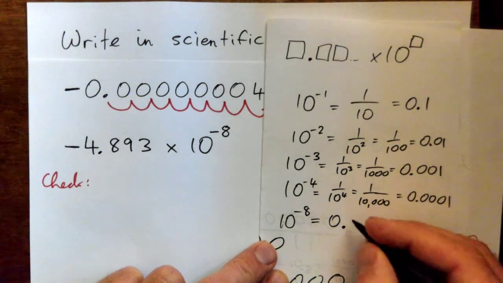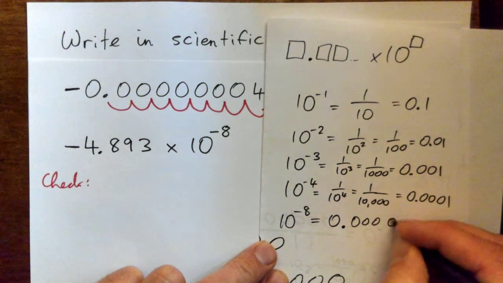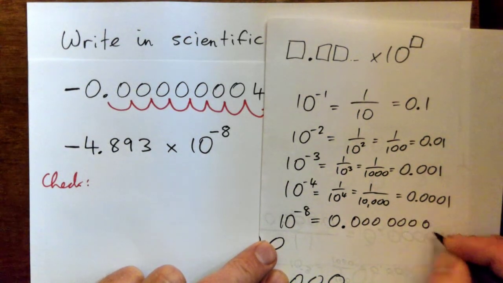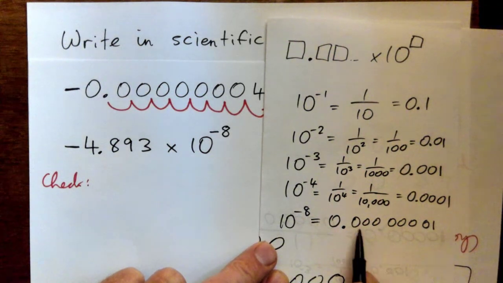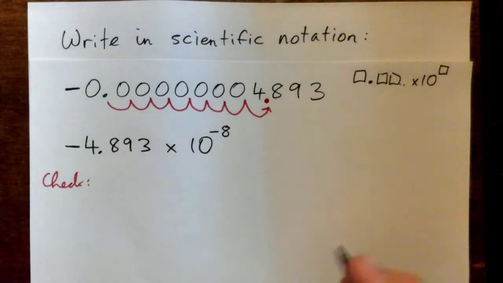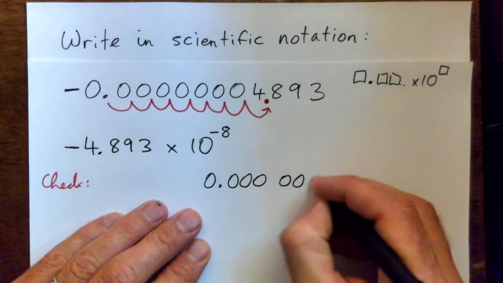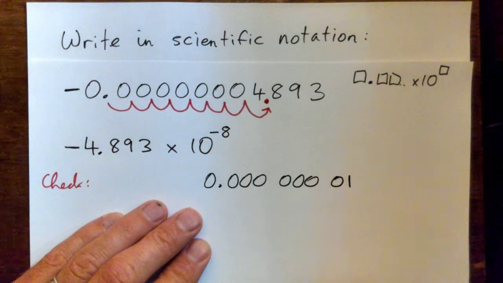So it's going to be 7 zeros and then a 1. 1, 2, 3, 4, 5, 6, 7 zeros and then a 1. That's what it looks like, right? 7 zeros and then a 1. So in any case, 10 to the negative 8 is 0.0000000 1, with 7 zeros, then a 1.